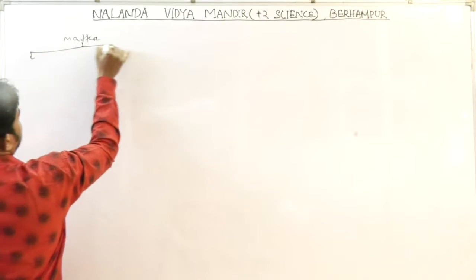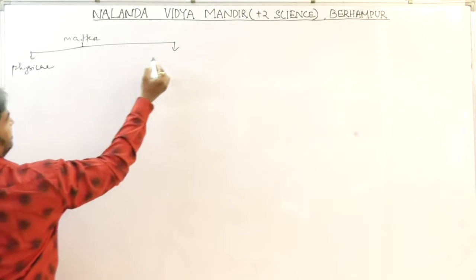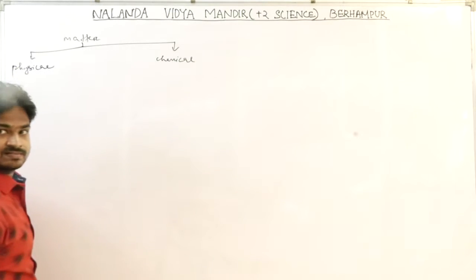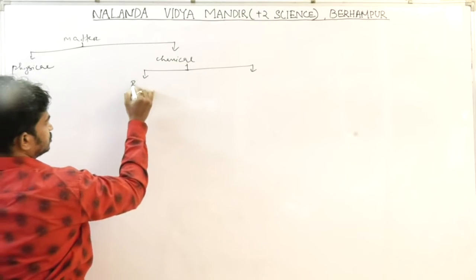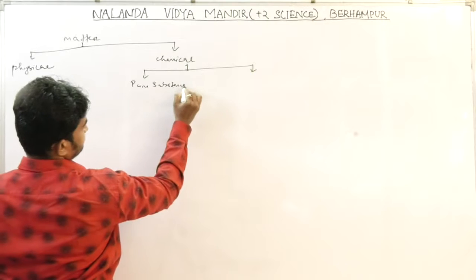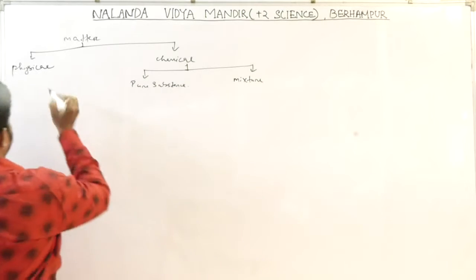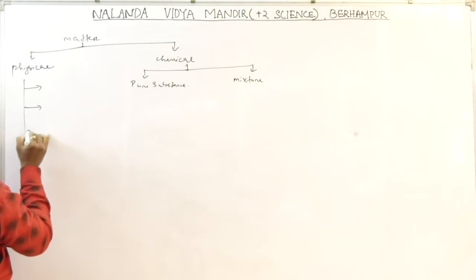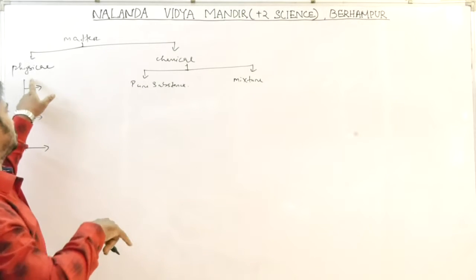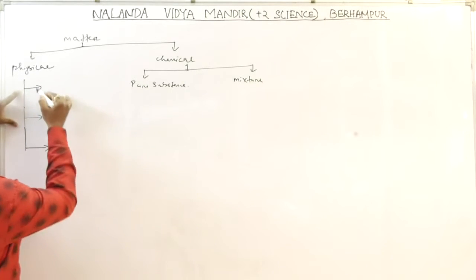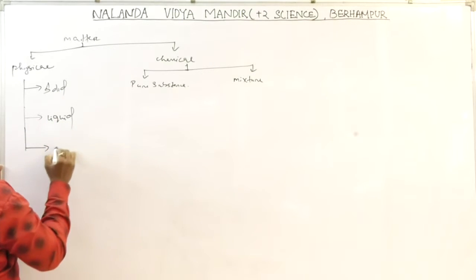It is classified into two parts, that is physical and chemical. In chemical, it is again of two parts, that is pure substance and mixture. And in physical classification, it is categorized into three parts. Whenever we are concerned with the physical state of matter, it can be classified into its three states, that is solid, liquid and gas.